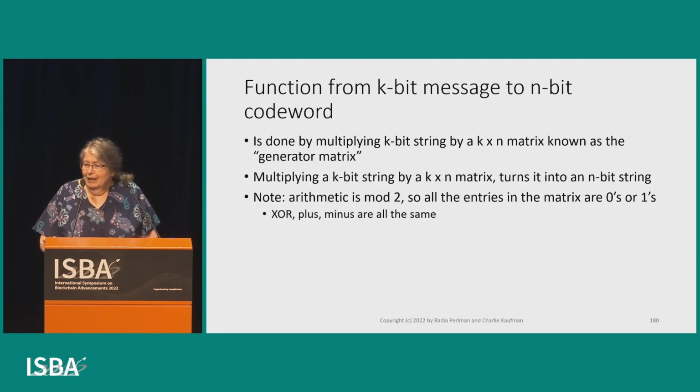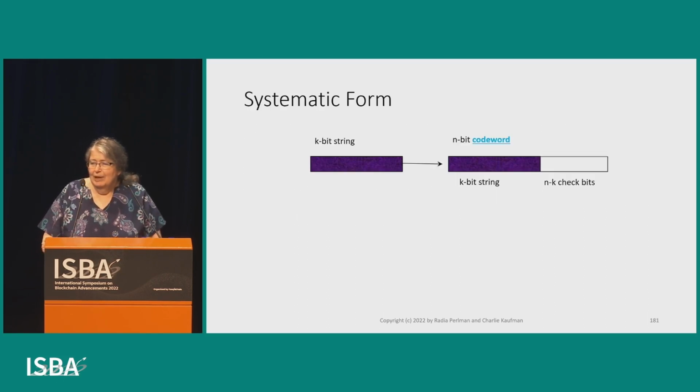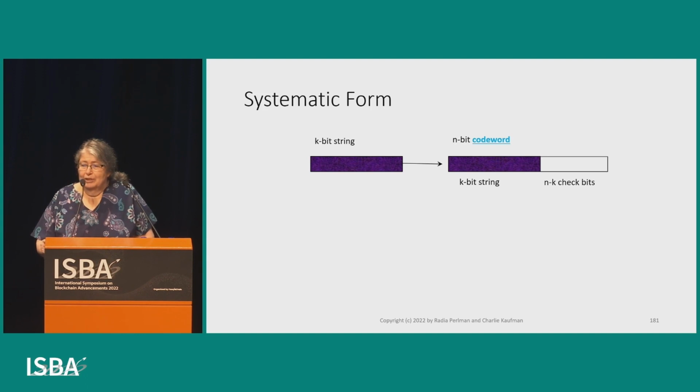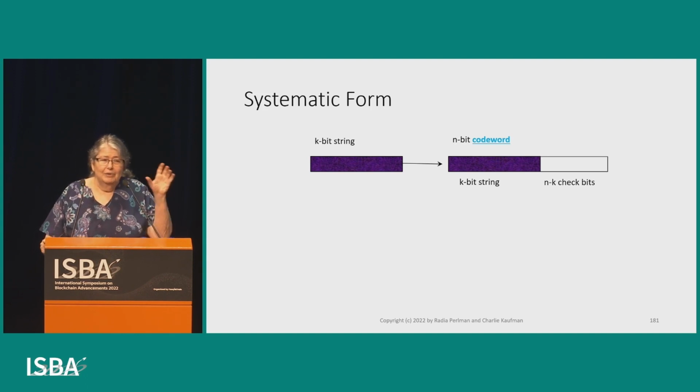Arithmetic is mod 2 in this scheme. So addition, exclusive OR and subtraction are all the same thing. If you have two ones, the result will be a 0. Now there's one extra concept, which is systematic form. If you take a k-bit string and the code word results in having the same k-bit string in the beginning and then extra check bits, that's known as systematic form.